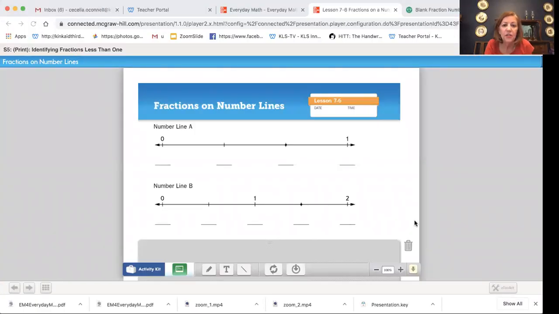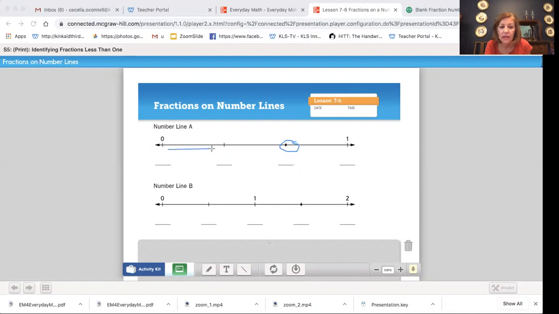Okay, boys and girls, we are now on number line A, and we are going to look at this. They want us to determine this point right here. What is that fraction? So let's remember the first thing we're going to do: count the gaps between 0 and 1 to find our denominator.